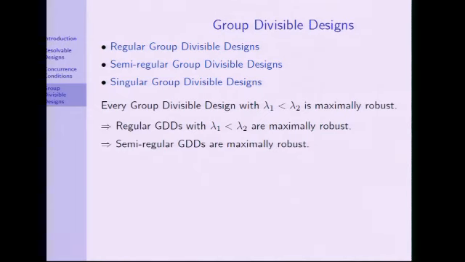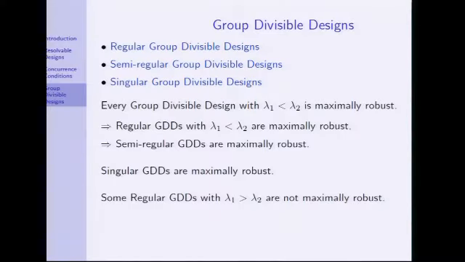And it's quite easy to show with the form of pi u that every group divisible design with lambda 1 less than lambda 2 is maximum robust. Straight away that tells us that regular group divisible designs with that property are maximum robust, and all the semi-regular group divisible designs are maximum robust. That's good. Moving on, we can also show that the singular group divisible designs are maximum robust.